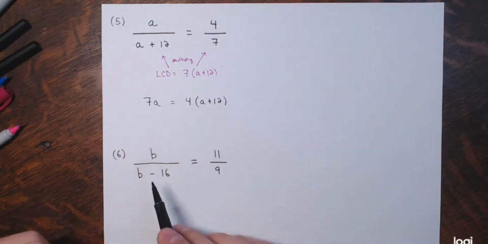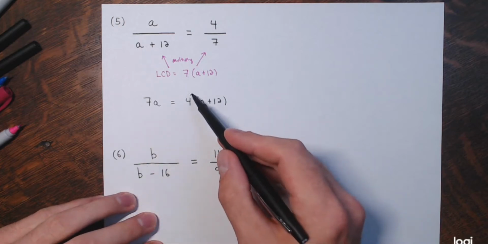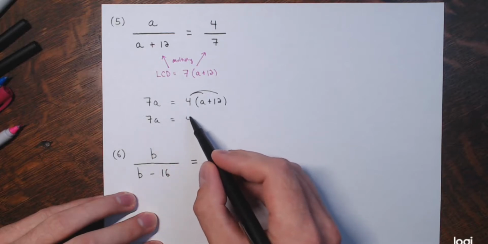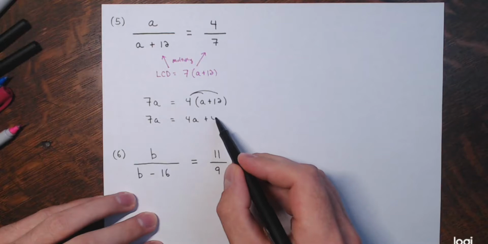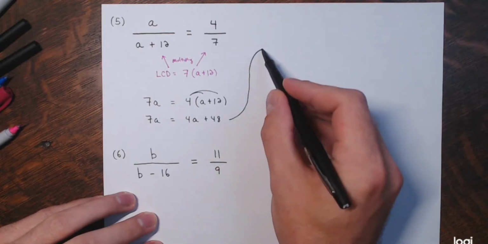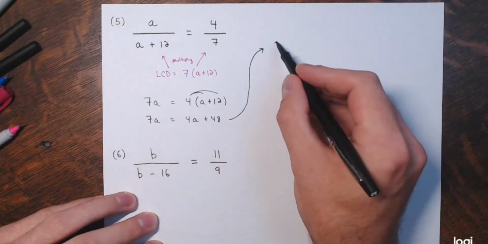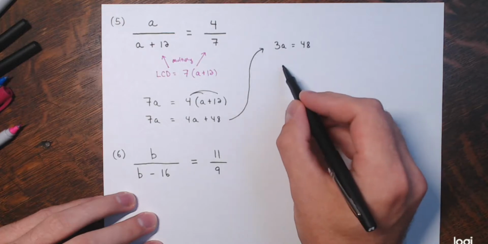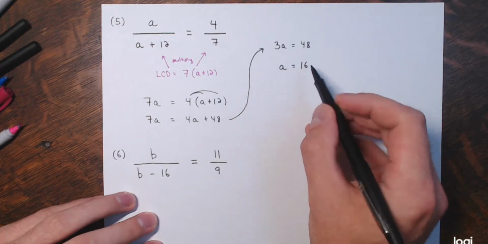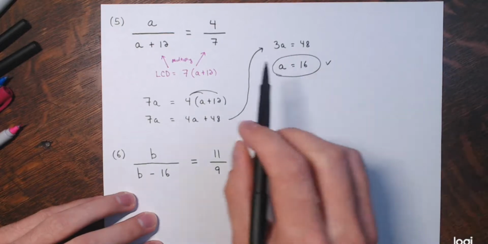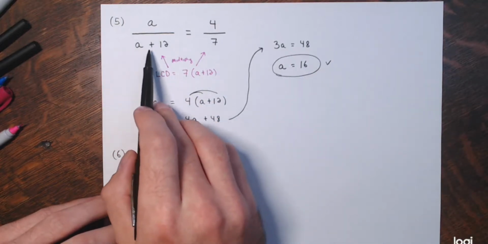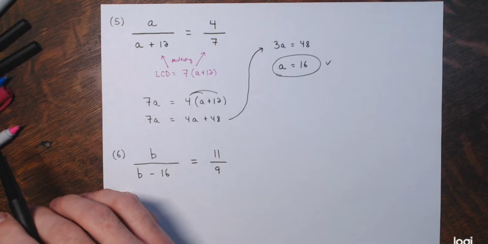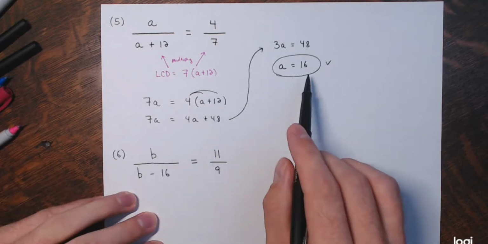Alright, now I'm solving this for a. Simplifying both sides here, we distribute the 4. That gives me 7a on the left, 4a plus 48 on the right. Then I would subtract 4a, which gives me 3a equals 48. And then dividing both sides by 3, I get a equals 16. And then let's check it. 16 divided by 28, yeah, that would be 4 sevenths, right? 16 is 4 times 4, 28 is 7 times 4, reduced to 4 sevenths. This works.